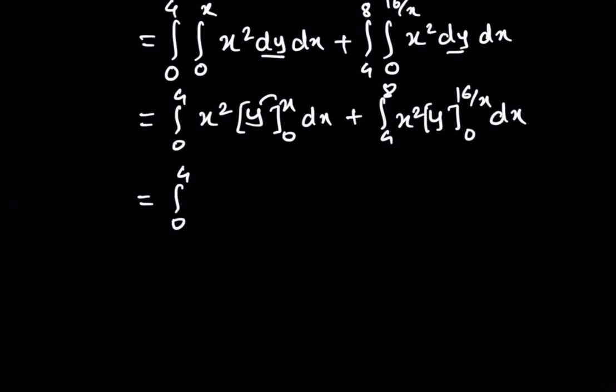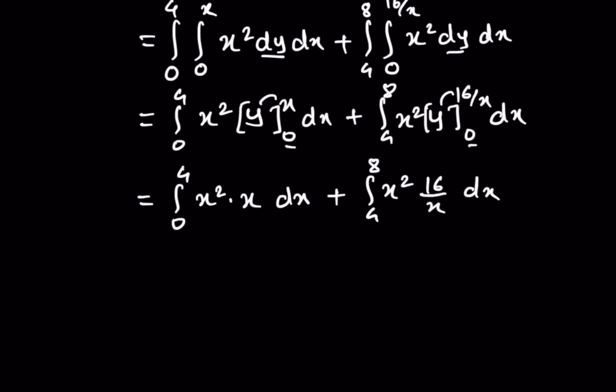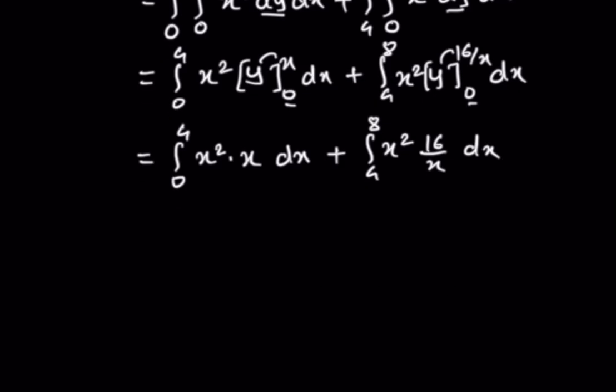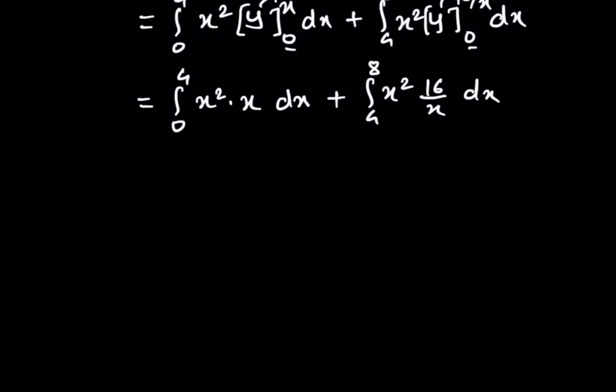Now substituting limits in place of y, we get x squared into x minus 0, which is x cubed. Plus for the second part, x squared into 16 by x, minus 0, which is 16x. So we get integration 0 to 4 of x cubed dx, plus integration 4 to 8 of 16x dx.